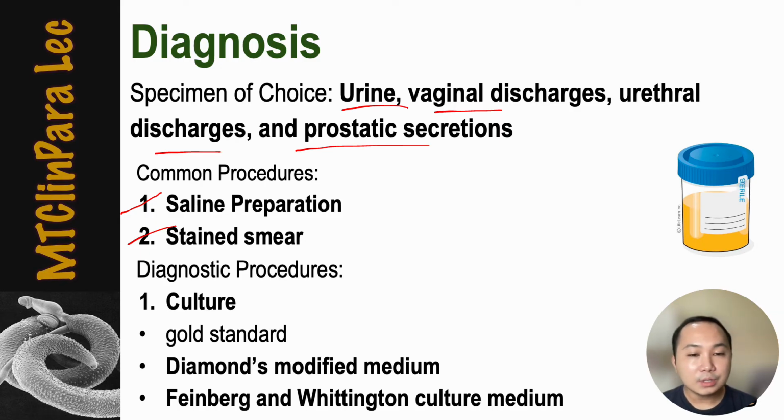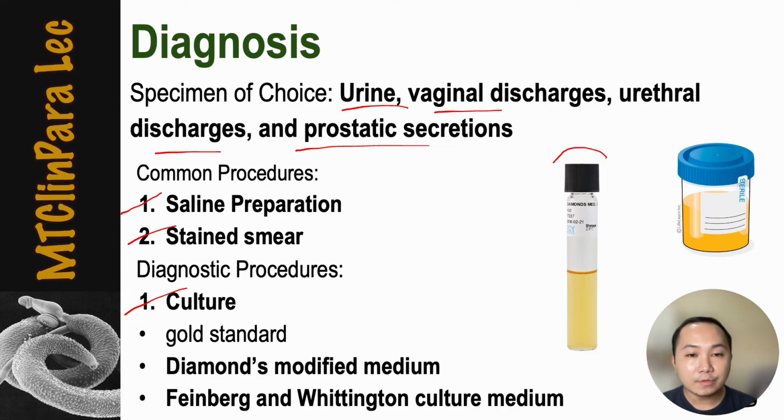So a diagnostic procedure would be culture. This is the gold standard for the identification of our Trichomonas vaginalis. And this is very helpful, especially if there will be delay in specimen analysis, because most of the time, after a few hours, your Trichomonas trophozoite will die within the fluid secretion. So it's very important that we can preserve as much as possible, okay, by using culture media.